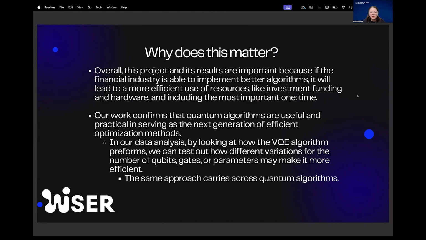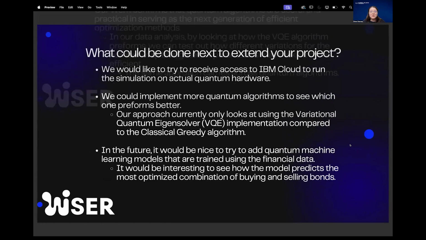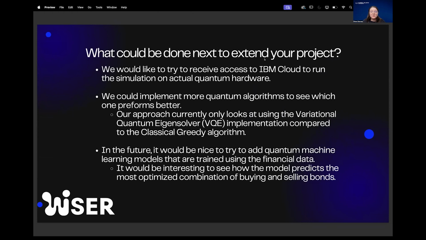And so, as mentioned already, we also were able to look at the data analysis of the algorithms. And so to extend our project, we would definitely like to receive access to IBM Cloud to run on quantum hardware. And then our current approach looks at the VQE algorithm. And so we also used QUBO for it. And currently our approach only looks at the diagonal entries, and we would try to have more parameters and penalties in the matrix to evolve it more as an algorithm.